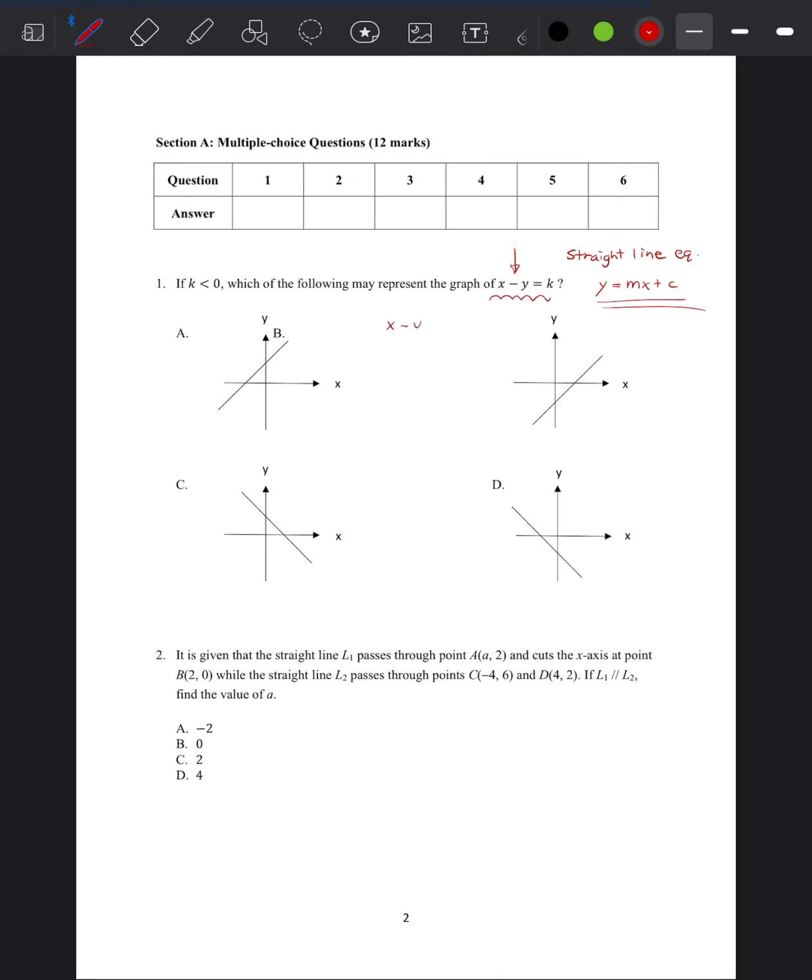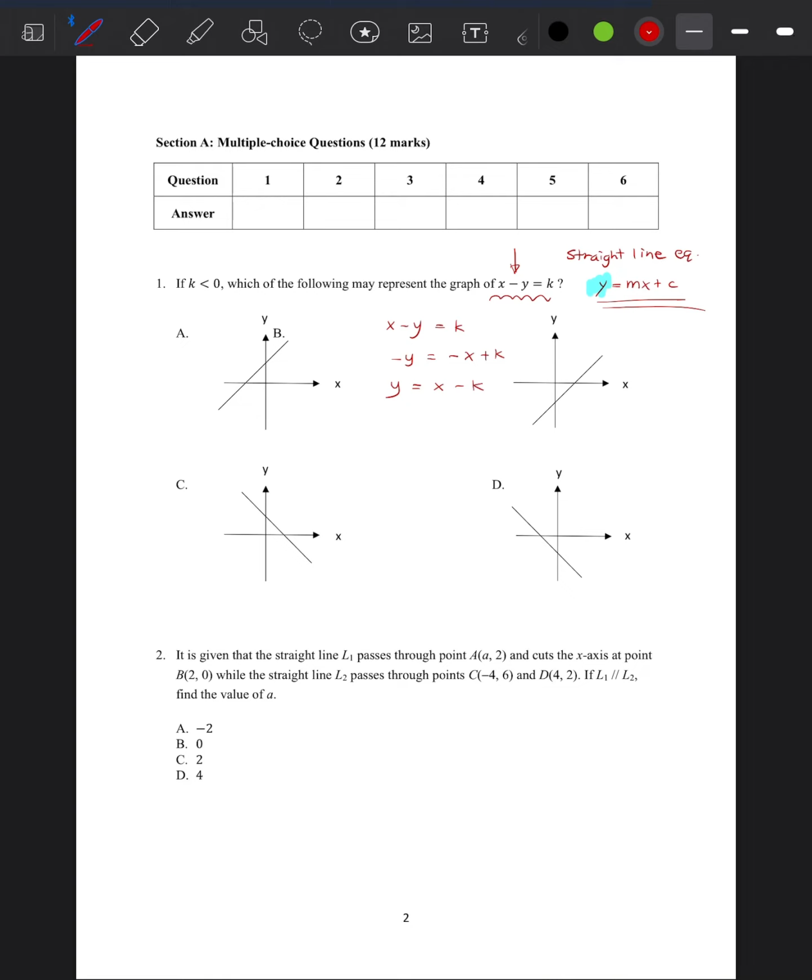So we have x minus y equals k. We rearrange it, move the x to the other side, and we'll have negative y equals negative x plus k. We have to move the negative sign to the other side as well because you can see that it is y on the left hand side only. So when we change the negative sign to the right hand side, we'll have y equals positive x minus k.